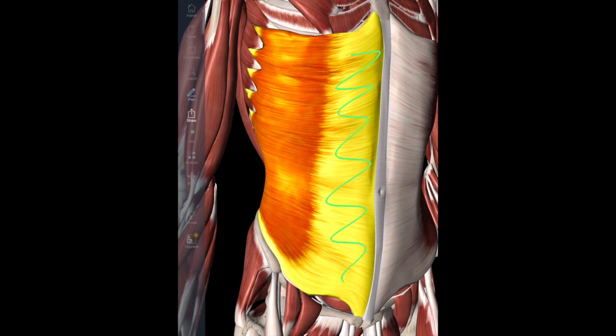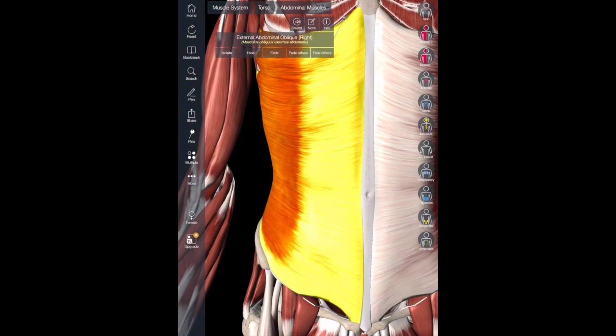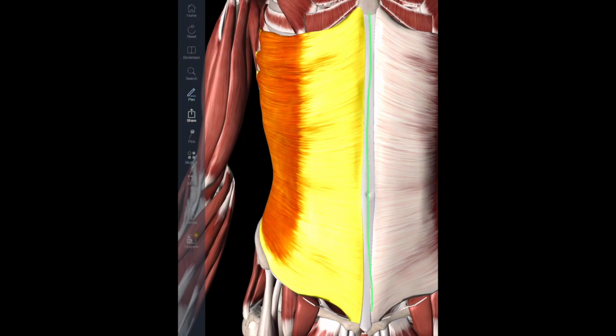The abdominal muscles all feed into and create what's called the abdominal aponeurosis. And then there's also this line here in the middle that is important in the abdominals right here. This is the linea alba. The linea alba, that name means white line. Linea means line and alba means white.